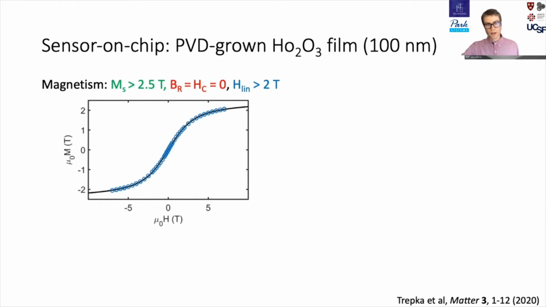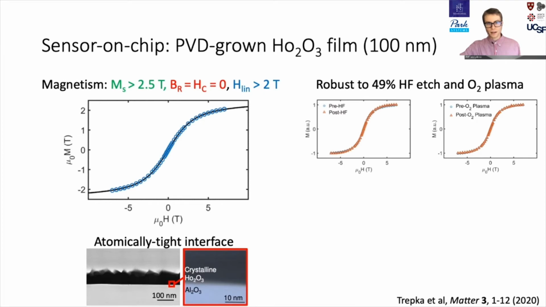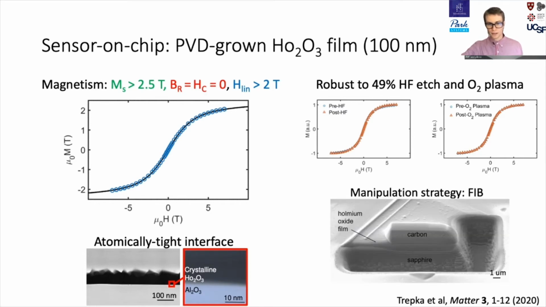Beyond these superior magnetic properties, we also have several other desirable properties. The film forms an atomically tight interface on the sapphire substrate. Putting this film in 49% hydrofluoric acid or blasting it with oxygen plasma results in completely unchanged magnetic properties. Looking at this graph, you might not be able to see the second line because it completely overlaps with the first. And this film could be manipulated onto the substrate for scanning using FIB.